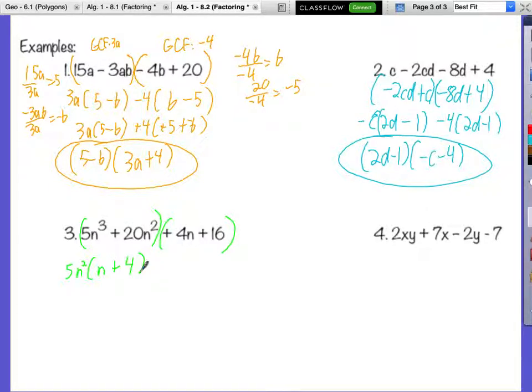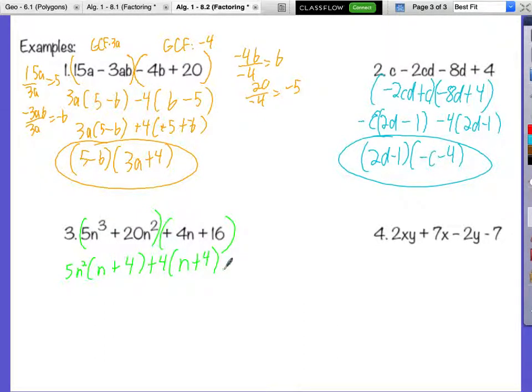In the second set of parentheses, we see, well, 4n and 16, they can both be divisible by 4. So we'll put the positive 4 out there. 4n divided by that 4 is n, and 16 divided by that 4 is 4. And now if we look inside of these 2 new sets of parentheses that we created, we see n plus 4 and n plus 4. We see the same thing.